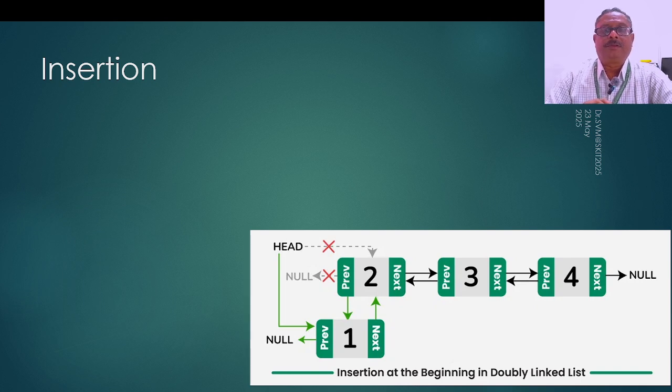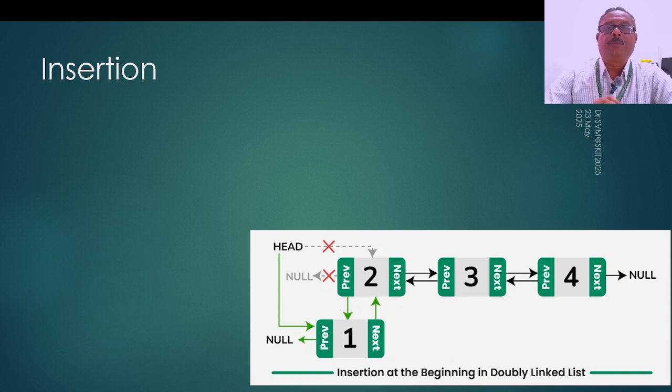In the previous sessions, we have seen the doubly linked list, its details and the pros and cons of it. And now we'll see how a node can be inserted into a doubly linked list.